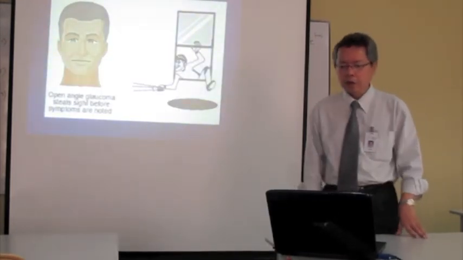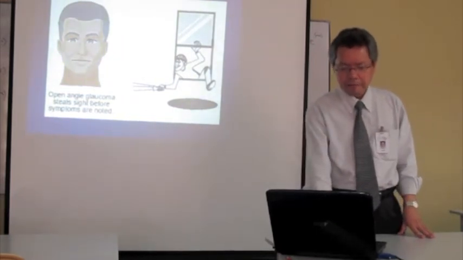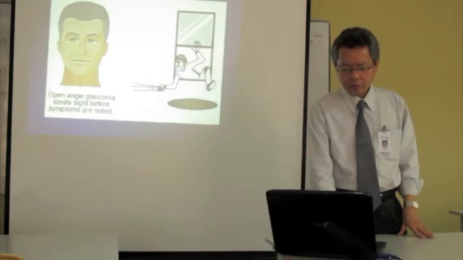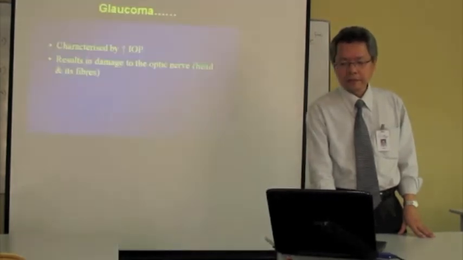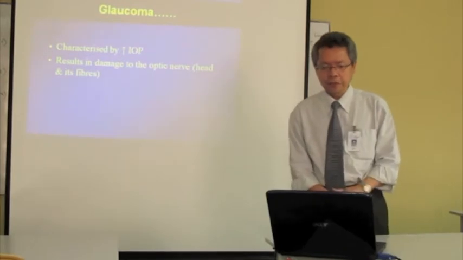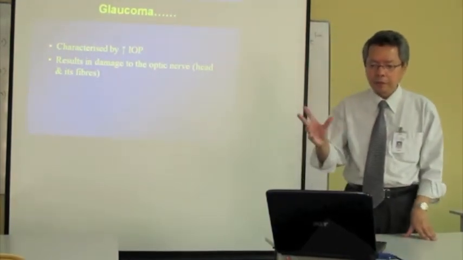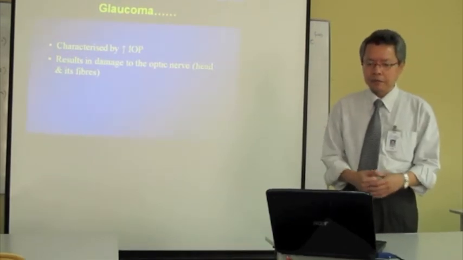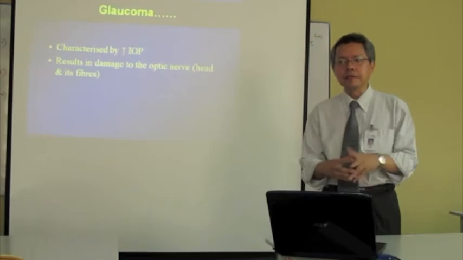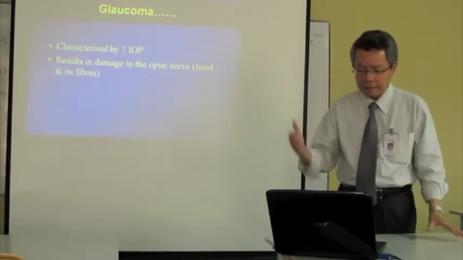So, glaucoma is often said to be the thief of sight because the patient who suffers from it doesn't know that he has glaucoma until it's too late. So the characteristics of glaucoma are there is an increase in intraocular pressure, IOP, and the increase in intraocular pressure finally damages the optic nerve. As we saw in the diagram previously, the optic nerve is actually the main nerve that carries information to the visual cortex.